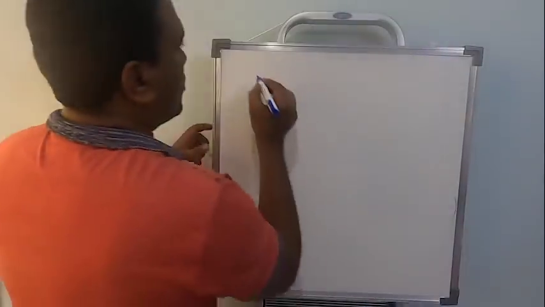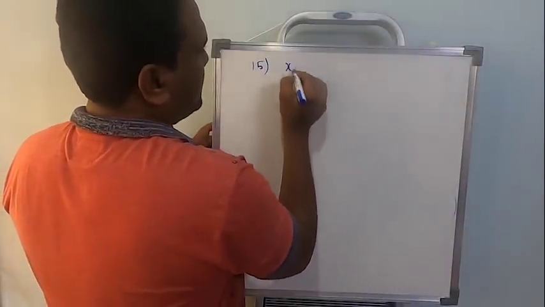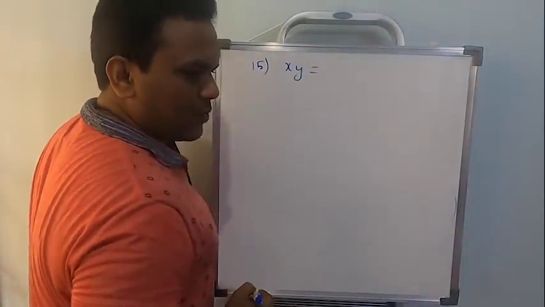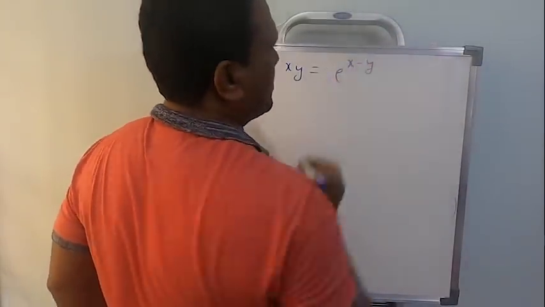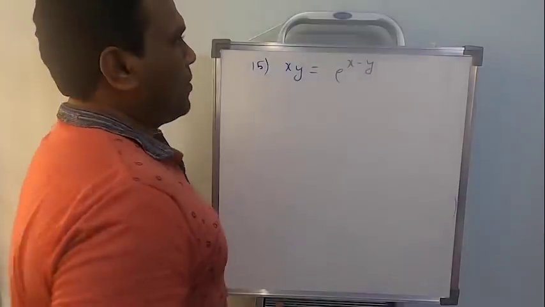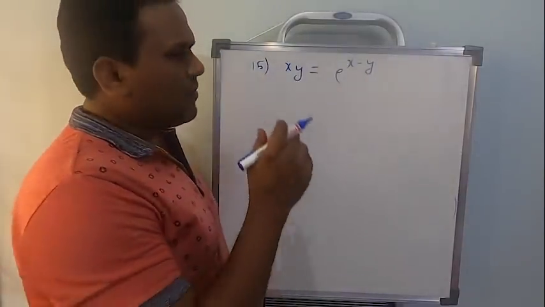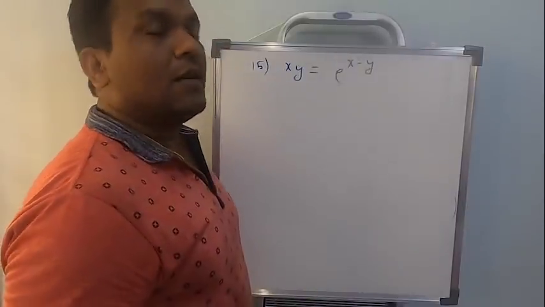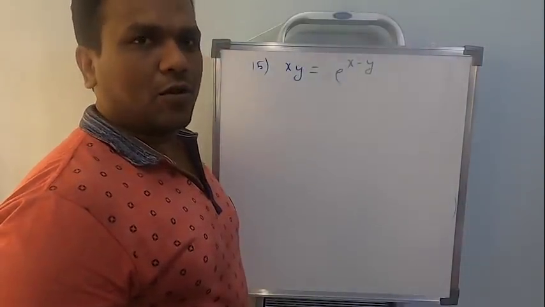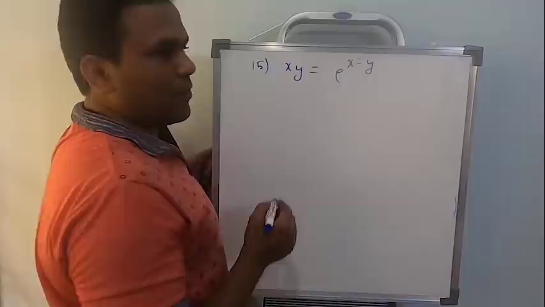The next one is problem number 15. Problem number 15 is given by xy is equal to e to the power x minus y. Now actually without applying the log also it's fine, because this is not function to the power function, but it can be done with the help of the log also. Okay, so I will do with the help of the log.